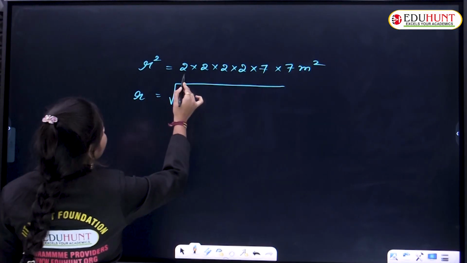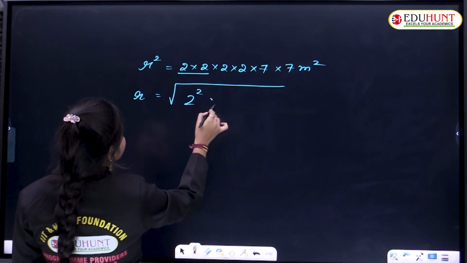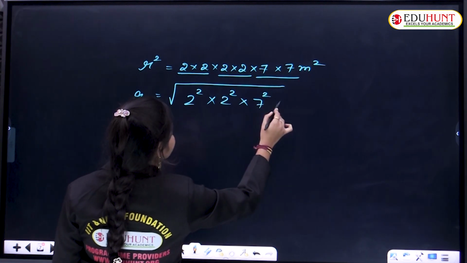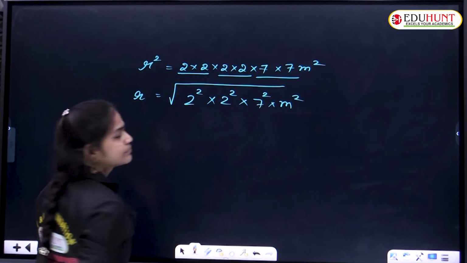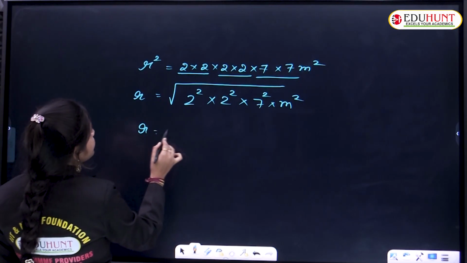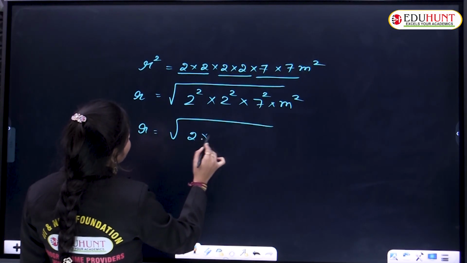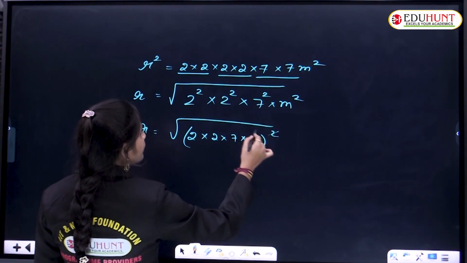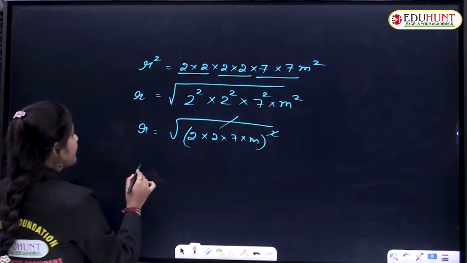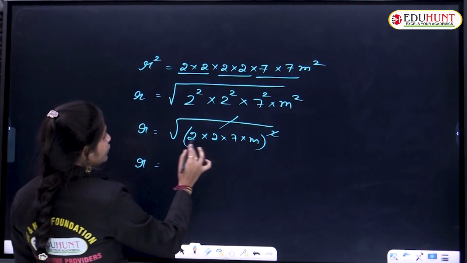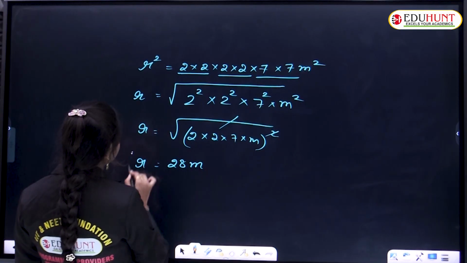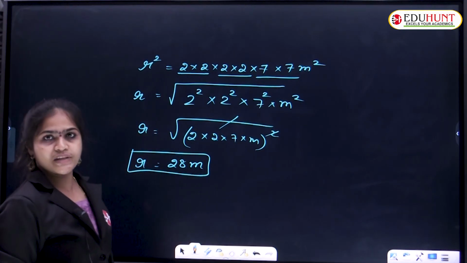Okay. Now square becomes square root. Square root of, here 2 how many times? 2 times. Again 2 two times, 7 also 2 times, meter square. Now r is equal to square root of 2 into 2 into 7 into meters whole square. Square and root get cancelled. Now r is equal to 2 2's 4, 4 7's 28 meters. This is the radius of the circle.